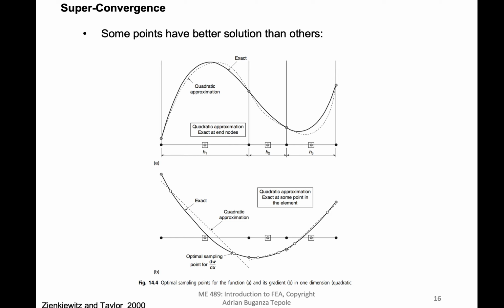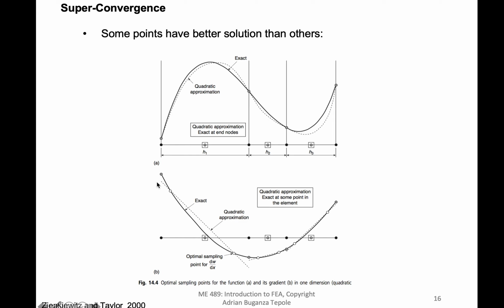Again, what happened with the stress? So for the stress, again, we have the same mesh here. This is the same element as you have here. This is the same element as you have here. This is the same element as you have here. And now the exact solution for the stress is this black line.